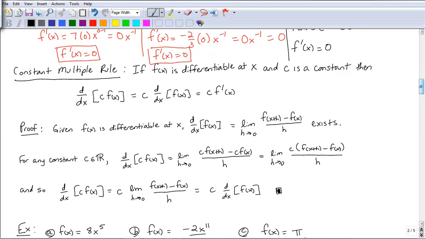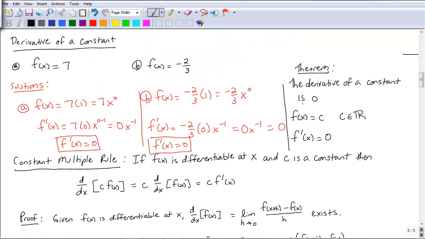Now that can get confused with the constant multiple rule. If it's just a constant all by itself, like the number 7, or the number negative 2/3, the derivative always works out to be 0. No variable appears.